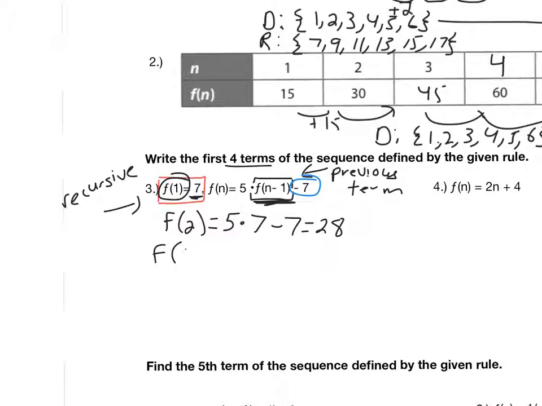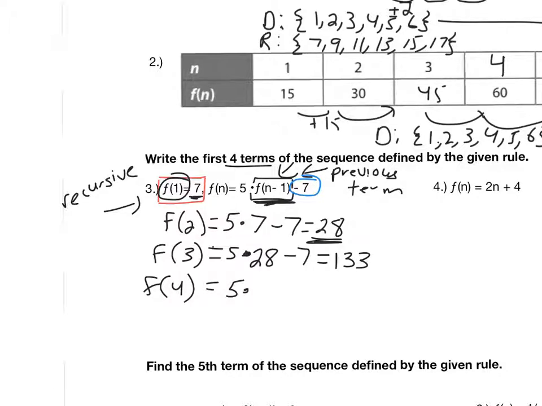So we have to find the first 4 terms. So f of 3 is going to be 5 times, remember this means previous term, so our previous term, if we're doing f of 3, was 28. So we're plugging in 28, and then minus 7. So 5 times 28 is 140, and 140 minus 7 is 133. f of 4, which is the last one, would be 5 times your previous term, which is 133, minus 7. 5 times 133 is 665, and 665 minus 7 is 658. Those would be your first 4 terms of this recursive sequence.